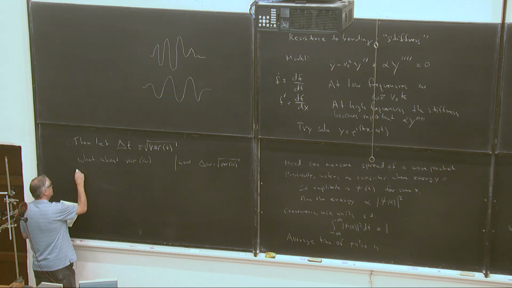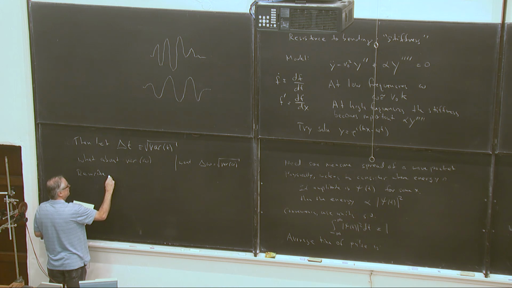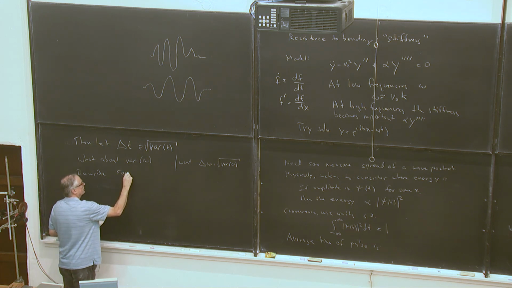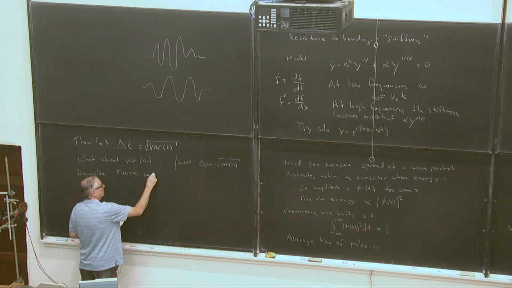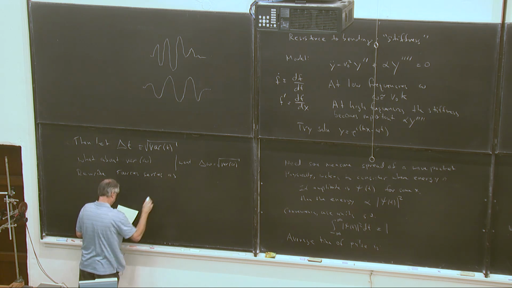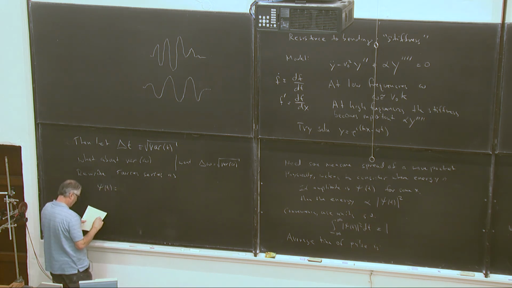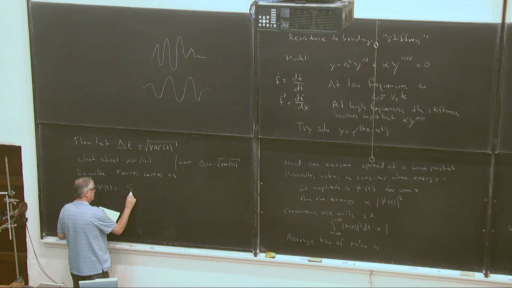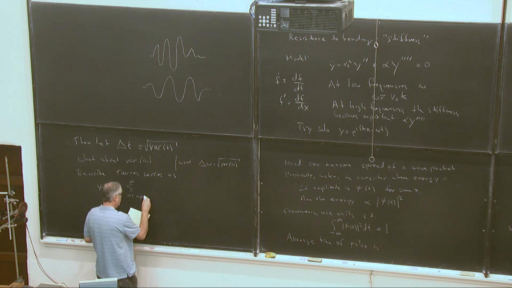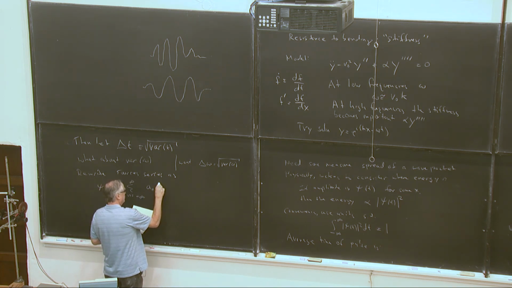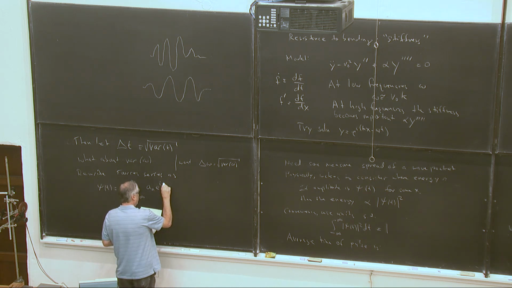So first of all, to do this, let's make things a little simpler. Let's rewrite our Fourier series as psi of t equals the sum from n equals minus infinity to infinity of a sub n e to the i n omega naught t.